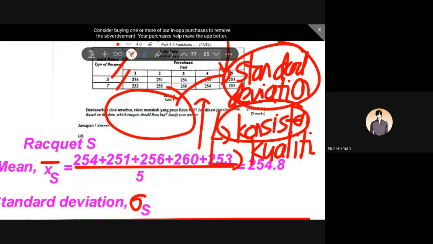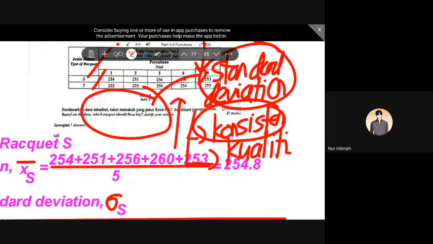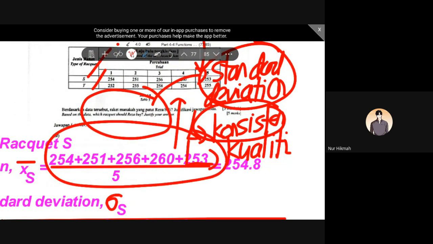Kalau lupa, kamu boleh lihat kat hadapan kertas. Okay, so S. Mean kamu akan kira macam ni. Kamu tambah semua nilai bahagi dengan bilangan percubaan sampai 5, kan. So bahagi 5 kamu akan dapat jawapan 254.8.